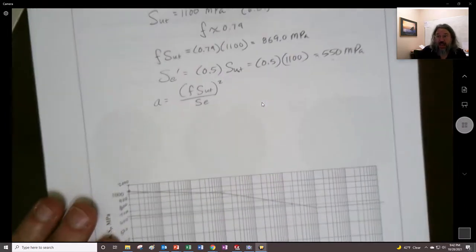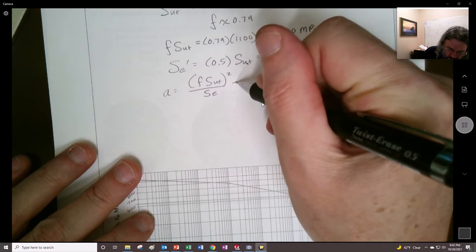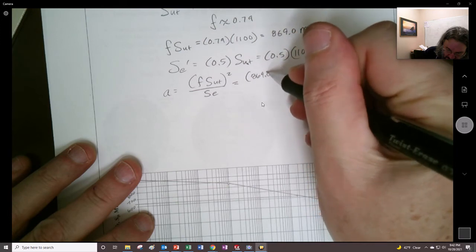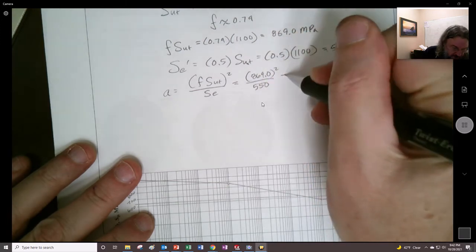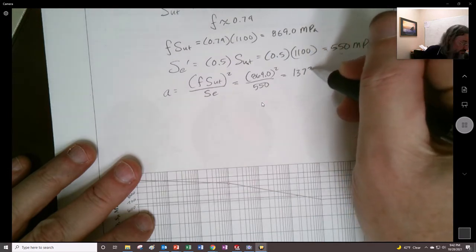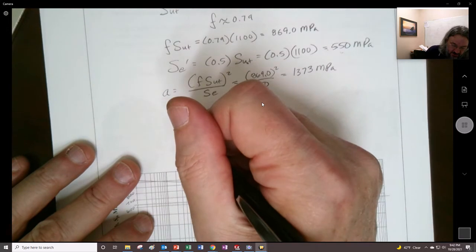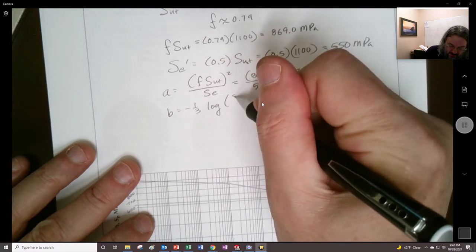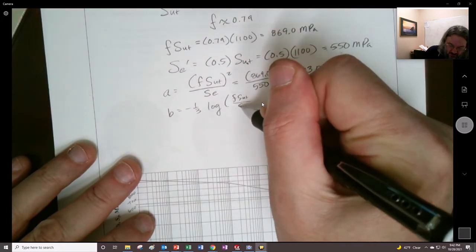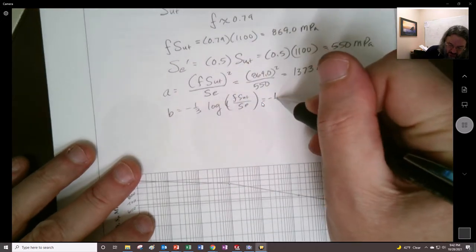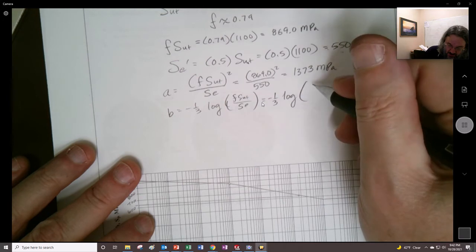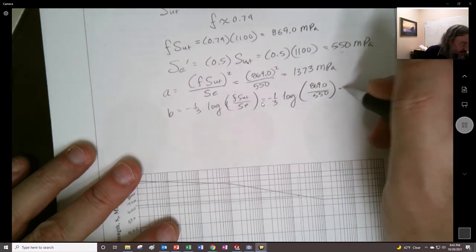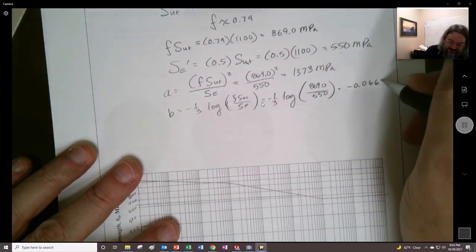I just looked at the answer. I cheated. So anyway, we take our 869 squared over our 550 and get 1373, and these are megapascals, by the way. And b is negative 1/3 log base 10 of that f S_ut over S_e. That's all inside there. So negative 1/3 log, and then 869 divided by 550, and we get a negative 0.06622.